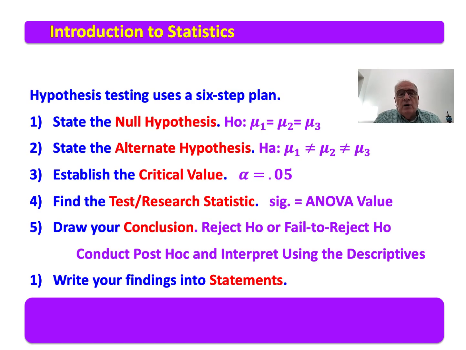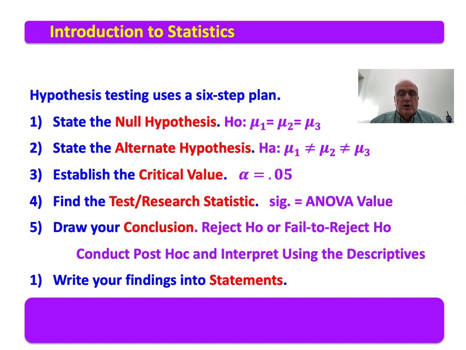Now, I wanted to take just a minute and talk about the hypothesis testing six-step plan. The null hypothesis, of course, is that the means are equal. The alternate hypothesis is that they're not equal. The critical value is the alpha that you set. It may be 0.05, it may be 0.01, it doesn't matter, whatever you choose. The significance that you compare to alpha is the ANOVA value that you're given.